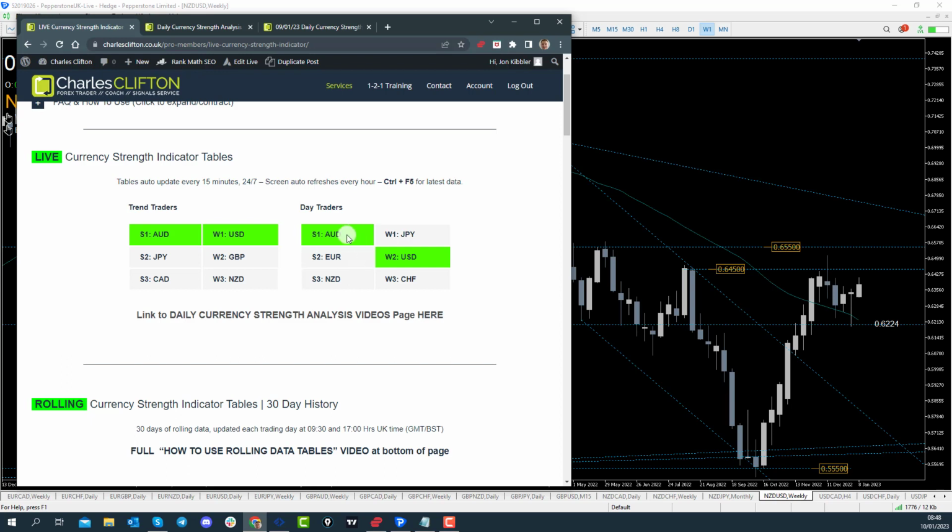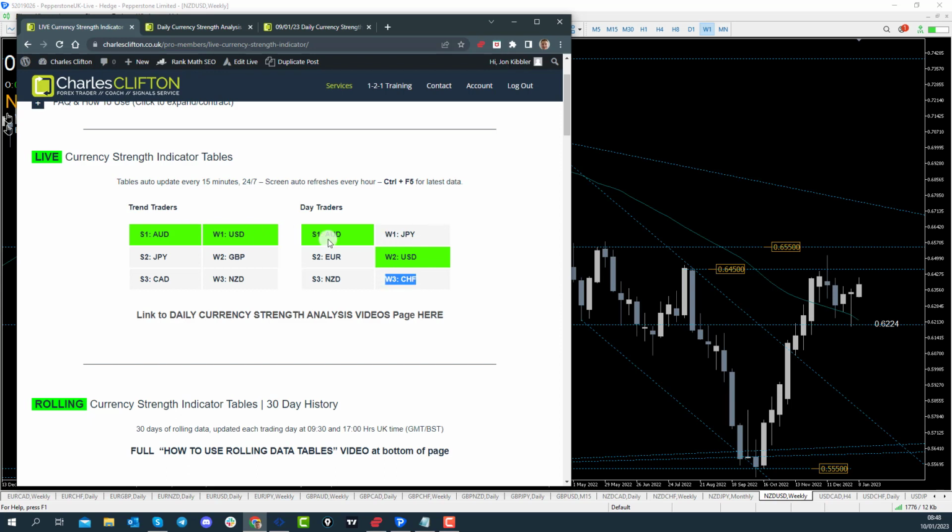On the day trader side of things, the Australian dollar remains the top at S1, followed by the euro at S2, followed by the New Zealand dollar at S3. On the weak side of the table, the yen tops the table here, followed by the US dollar at W2, followed by the Swiss franc in W3.